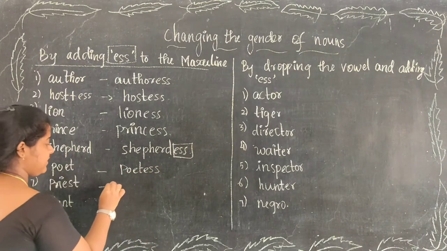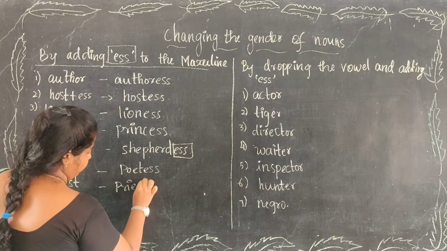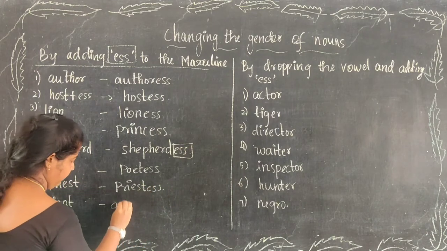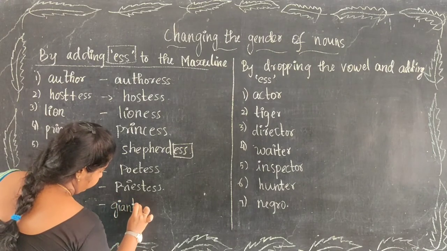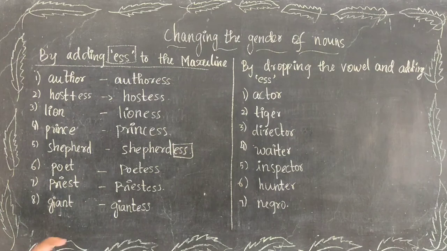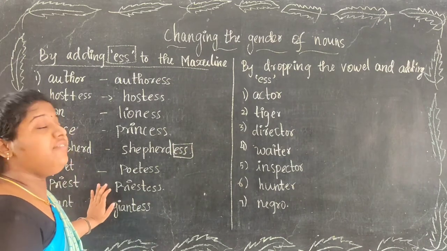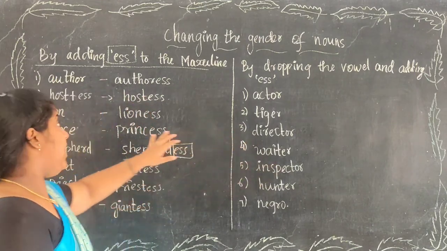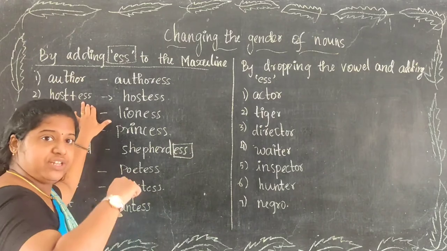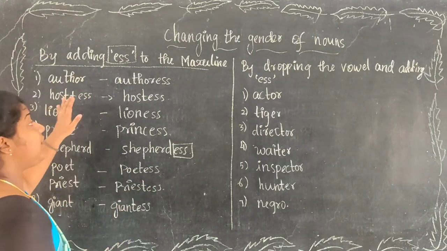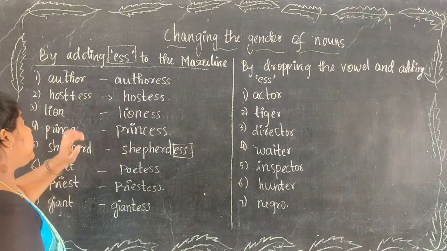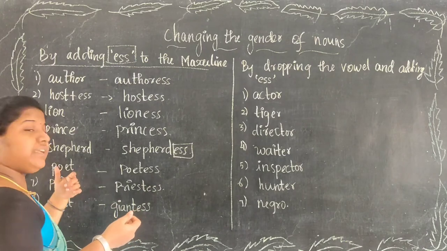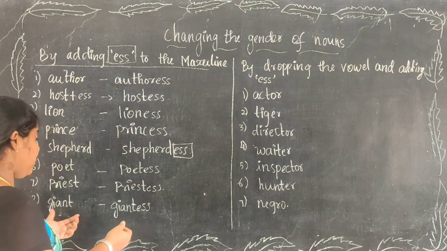Priest, priestess. Okay, listen carefully. We are now learning the third way, by adding ESS to the masculine gender. We have added only the ESS to the masculine gender to form a feminine gender. Author, authoress, host, hostess, lion, lioness, prince, princess, shepherd, shepherdess, poet, poetess, priest, priestess, jain, jainess.